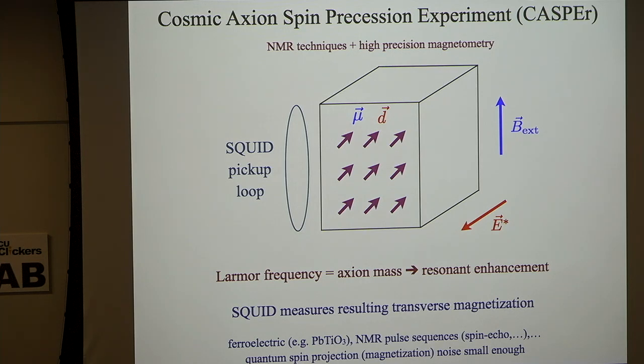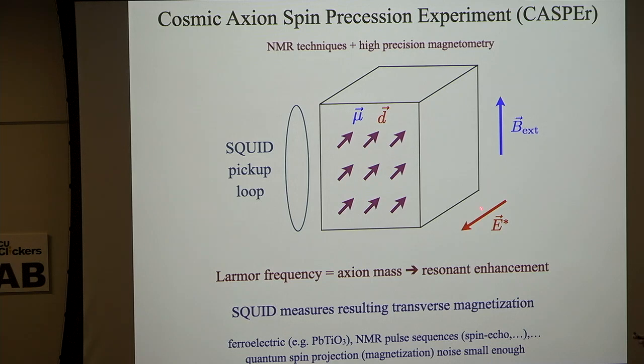Okay. I'm not sure I understand the purpose of the electric field. It sounds like it's just this external B field competing against the axion field coming in. So what is the electric field doing? Good question. The external B field actually just sets the resonant frequency of this experiment. It just lets me tune the Larmor frequency.